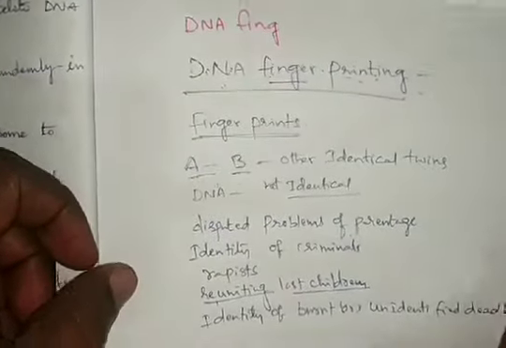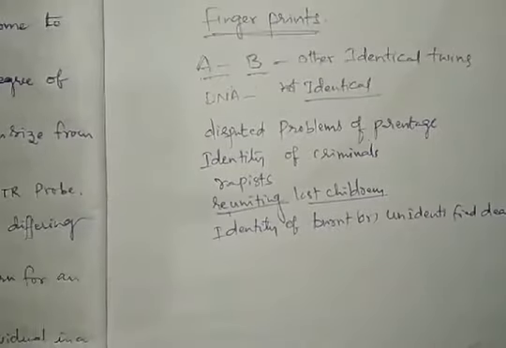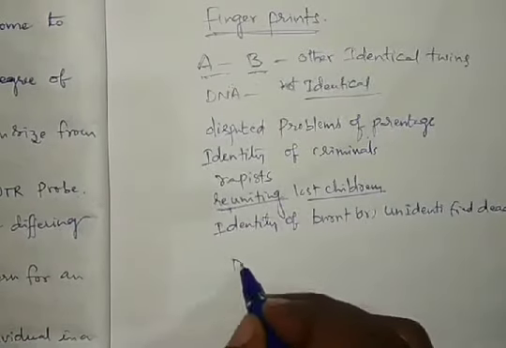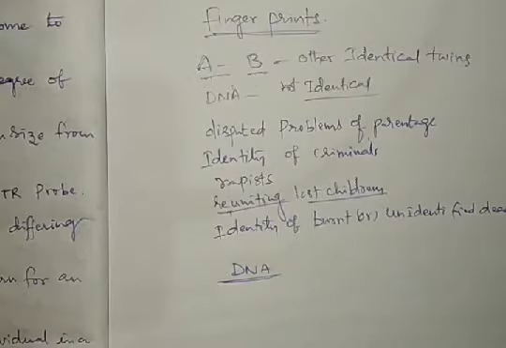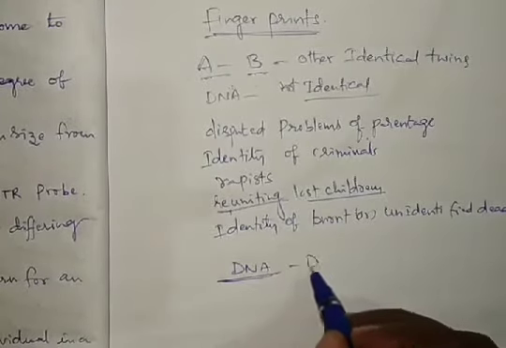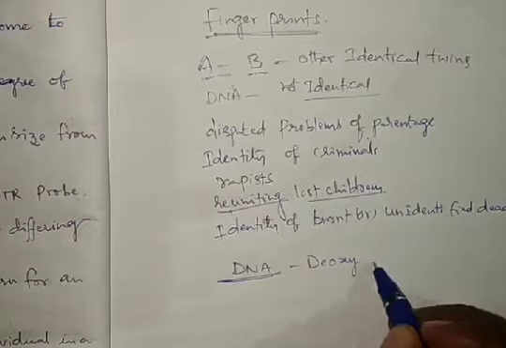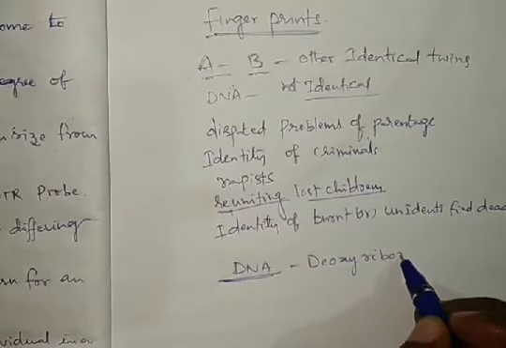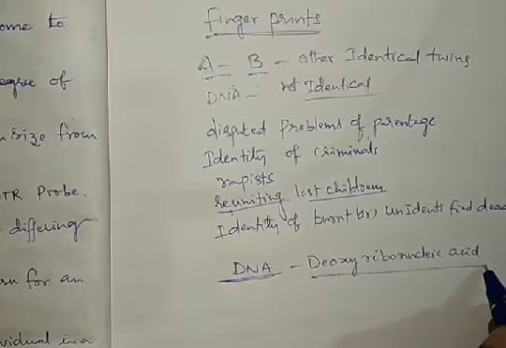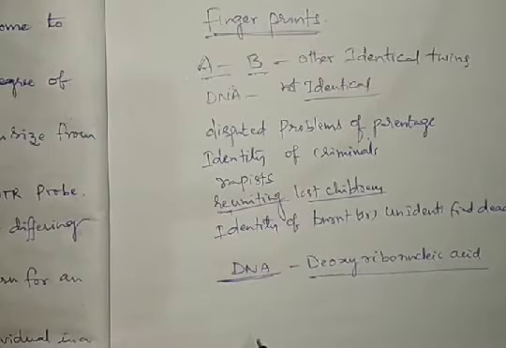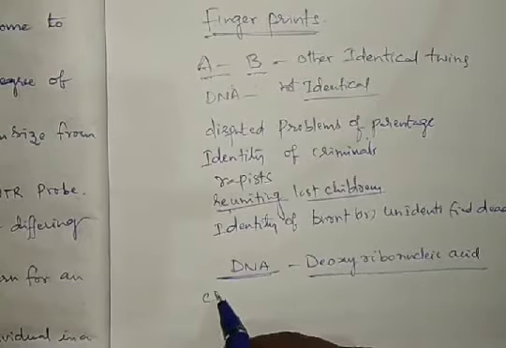So let us see what is DNA. What is present in the DNA? DNA means deoxyribonucleic acid. This deoxyribonucleic acid is present in the chromosome.